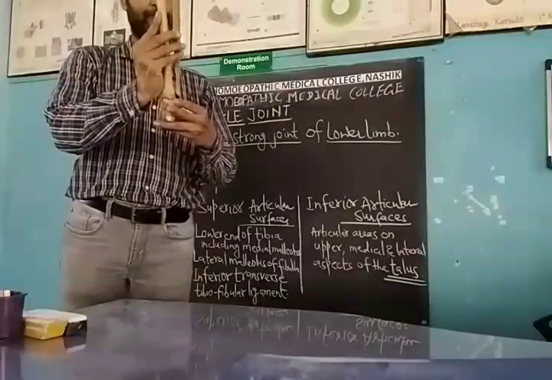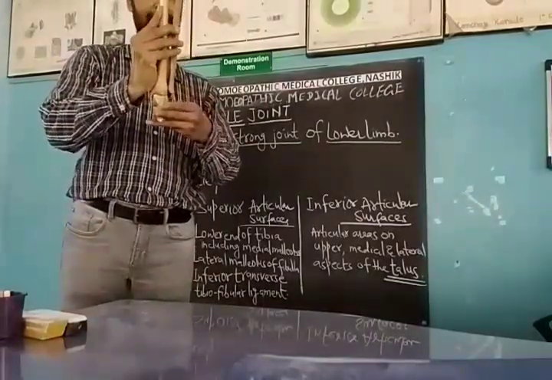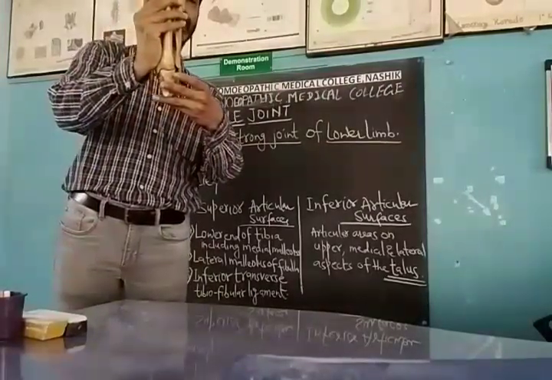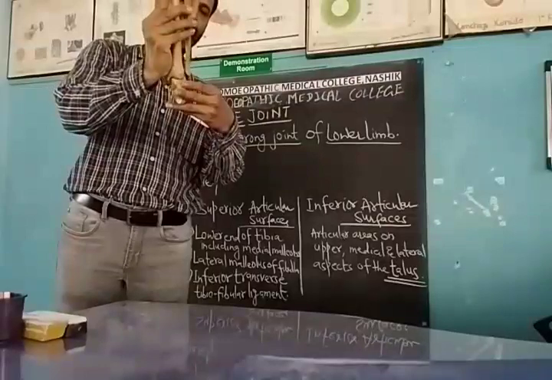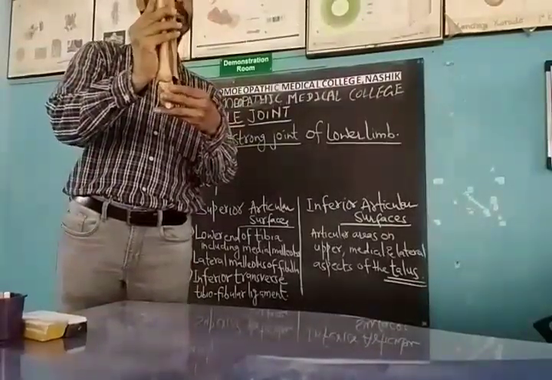So this way there is a movement on this, and this is the inferior articular surface. So this is how things are here. Clear? So this is how it's formed. So this is about the ankle joint, and these are the articular surfaces.